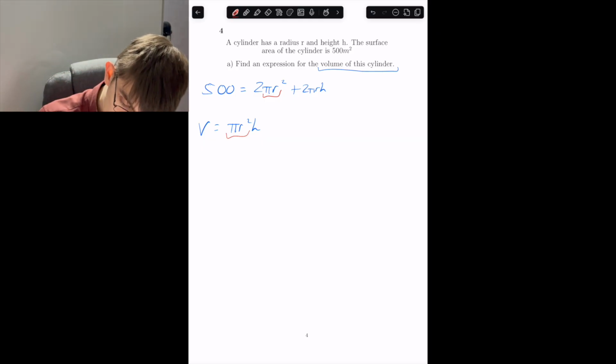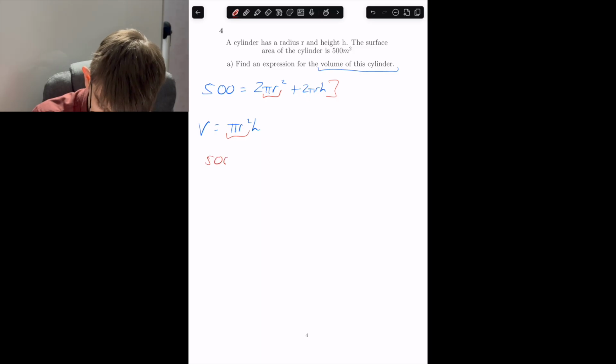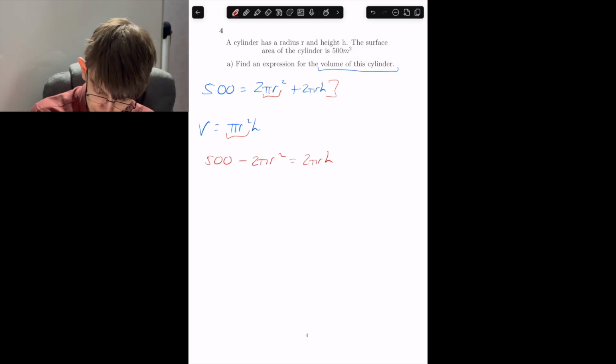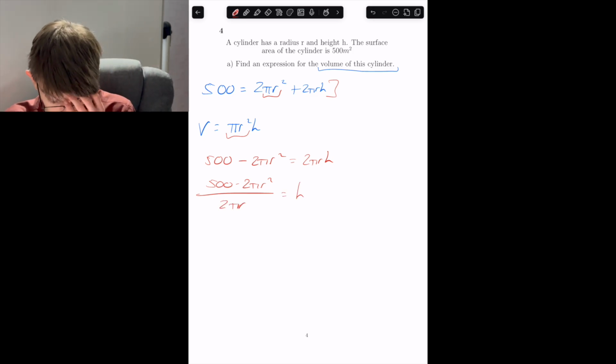So let's rearrange this top equation for h. So let's do 500 minus 2 pi r squared is equal to 2 pi r h. And now just divide each side by that 2 pi r. And that is going to equal h.